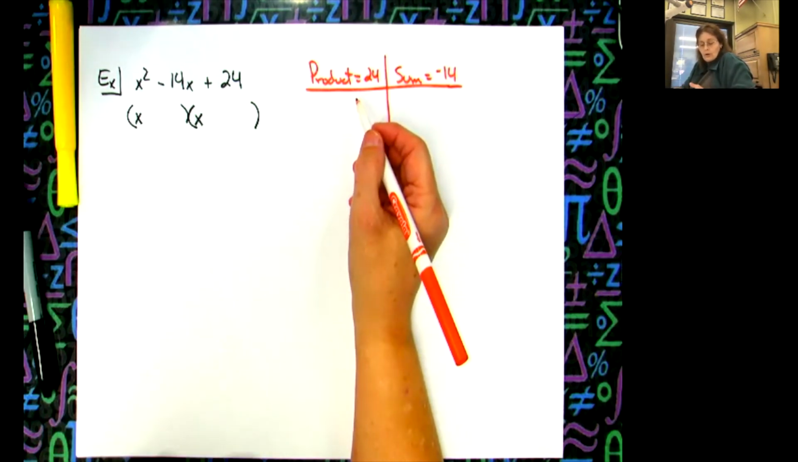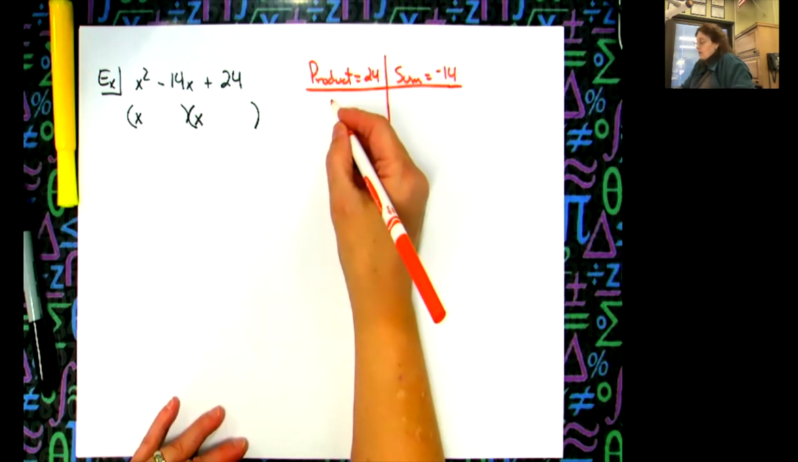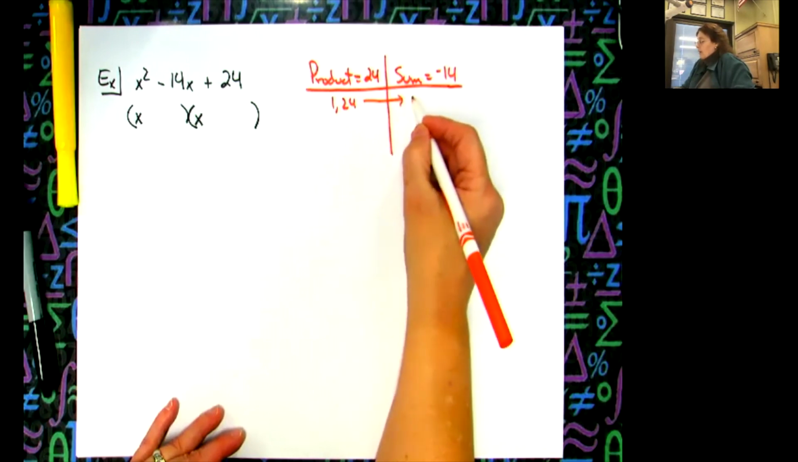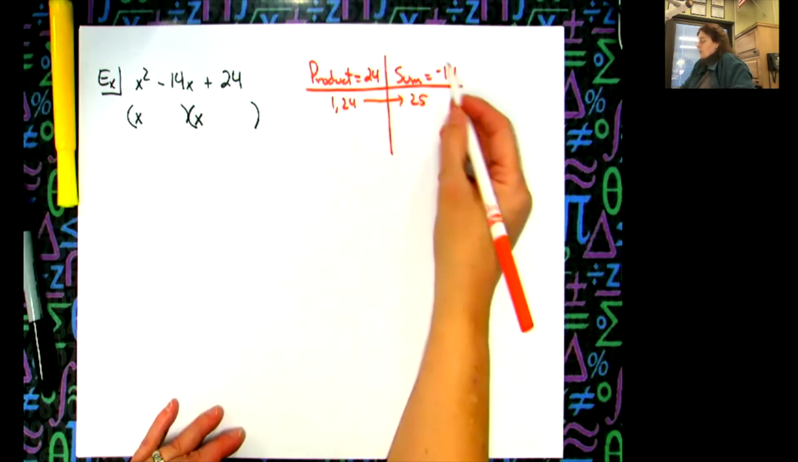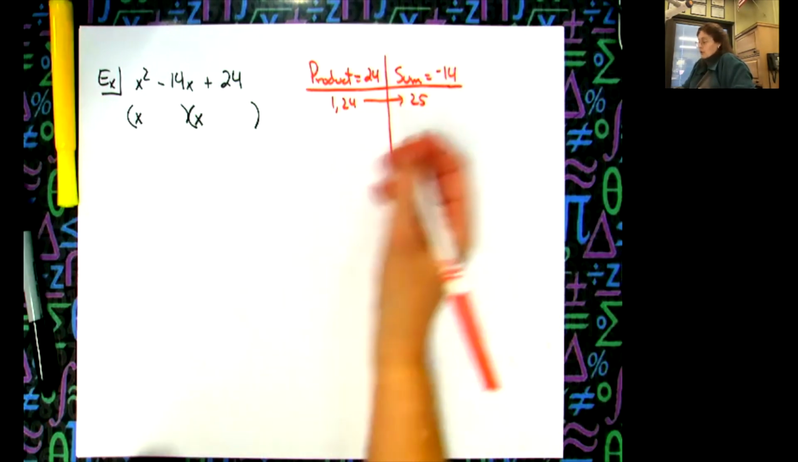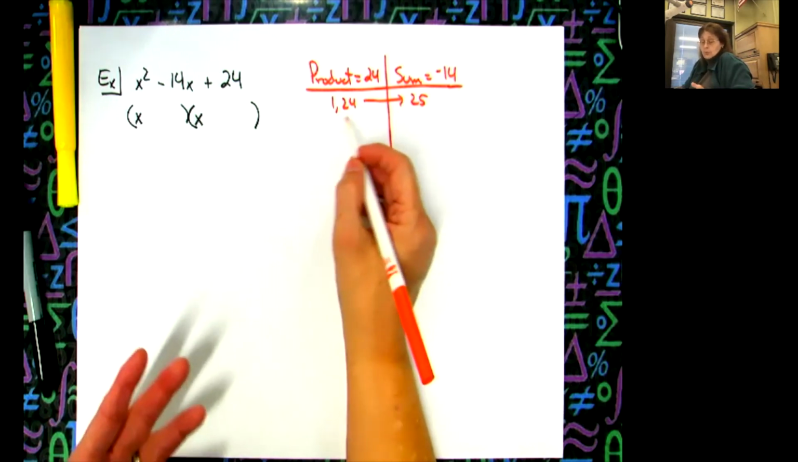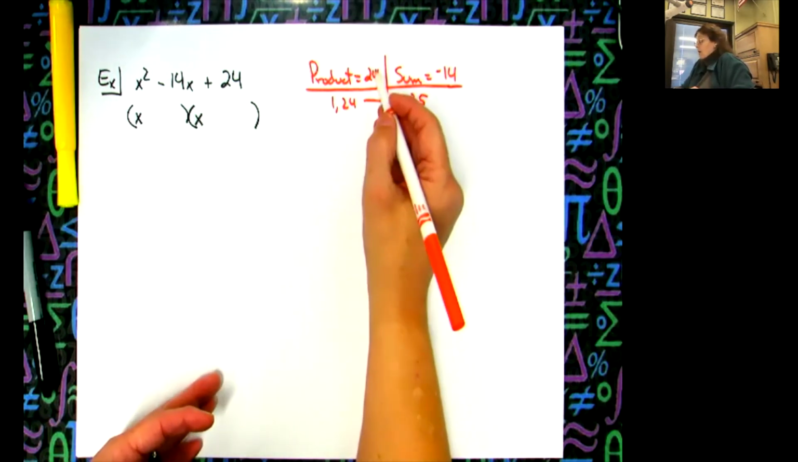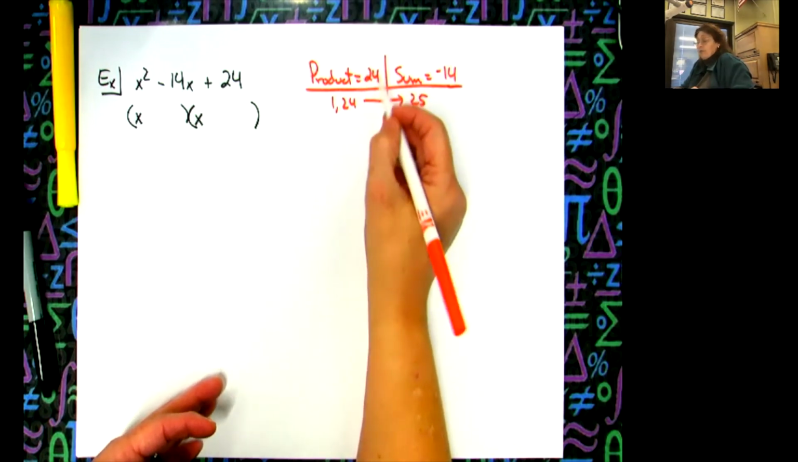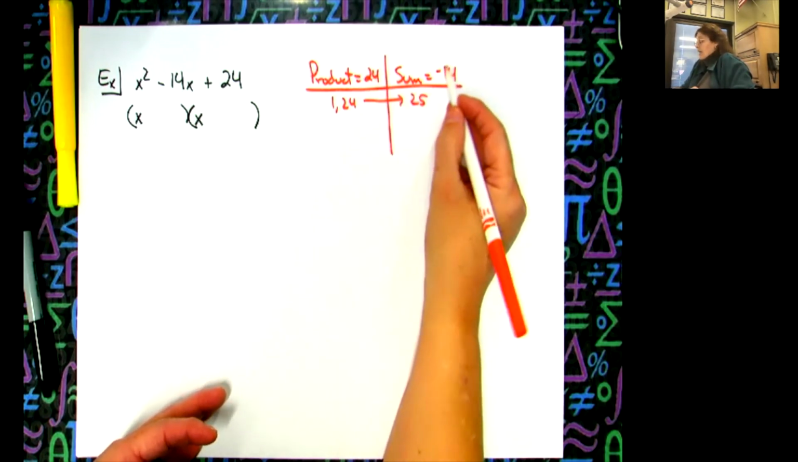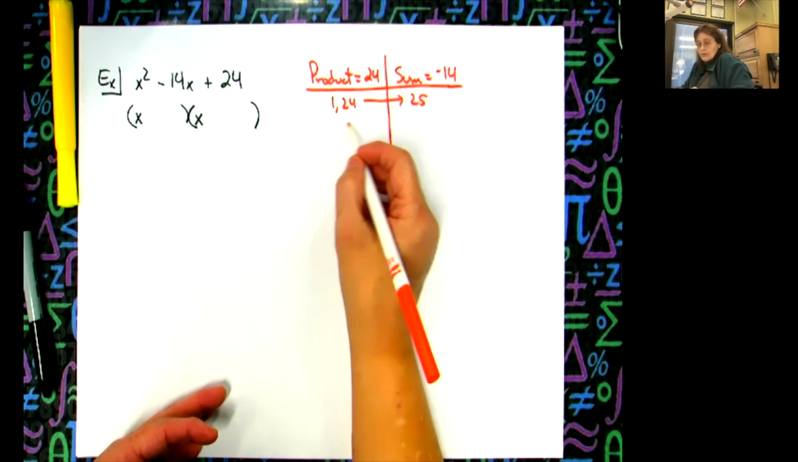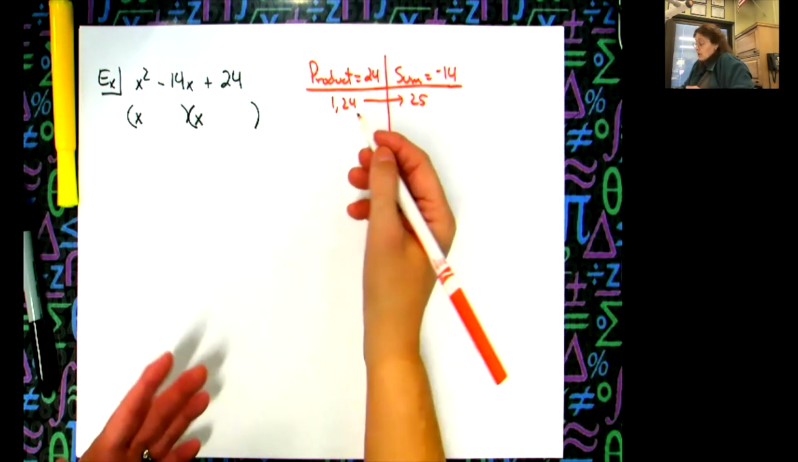So after a while, can I throw some of these out? Like if I did 1 times 24, when I add that, I automatically get a positive 25. But I know my sum has to be negative. So should I guess products that are both positive? No. If I need a positive 24 but a negative sum, I'm going to have two negative numbers right here.